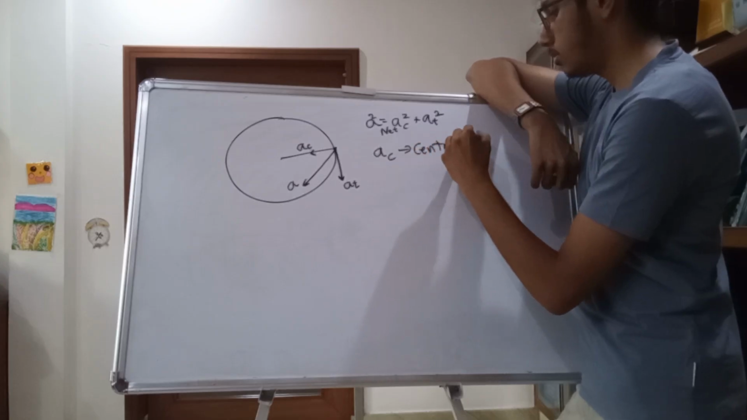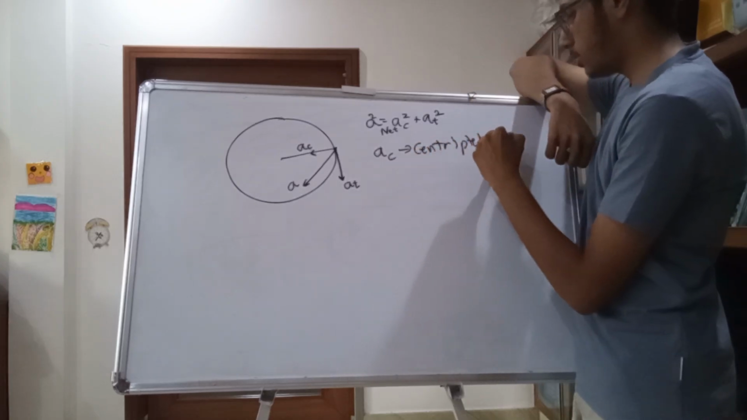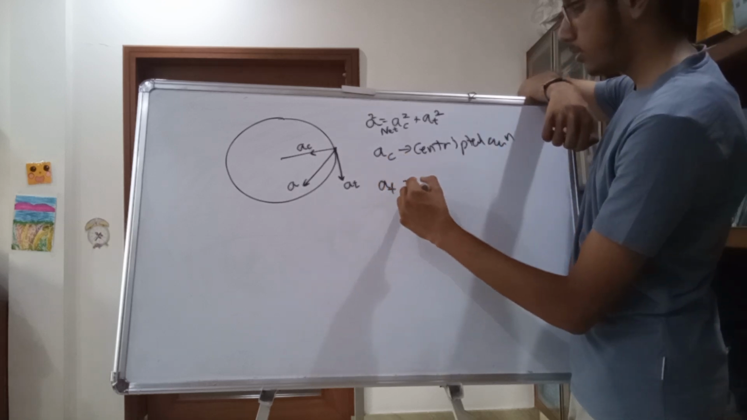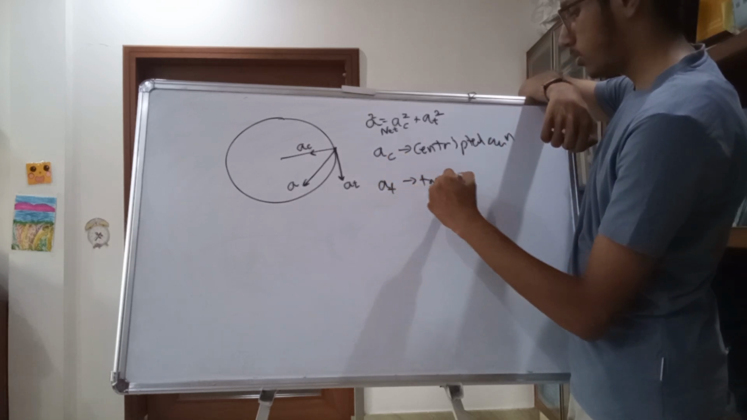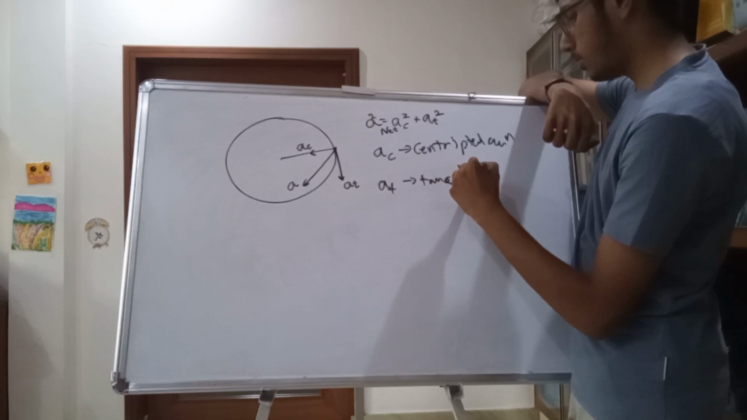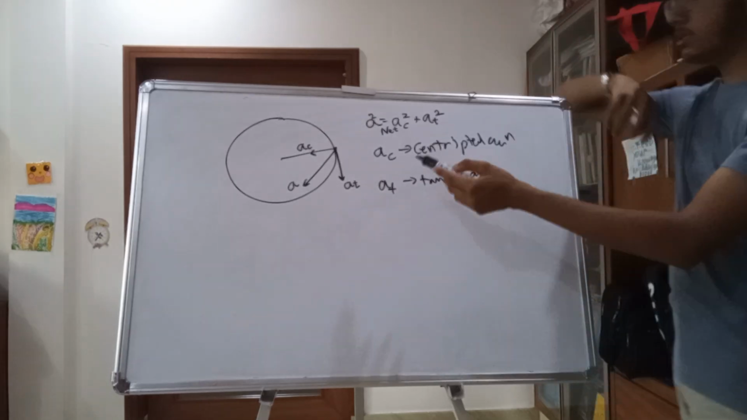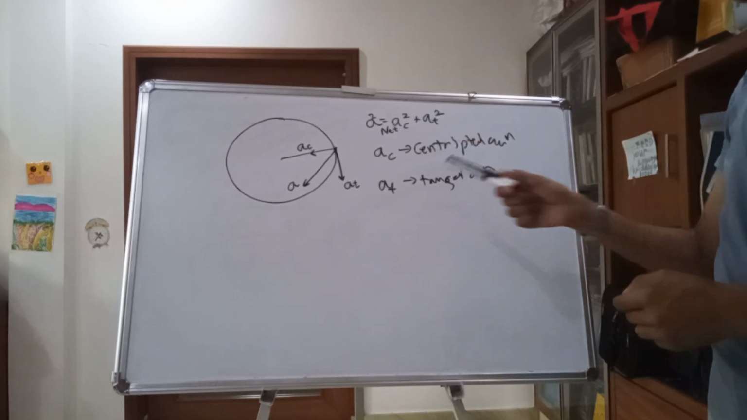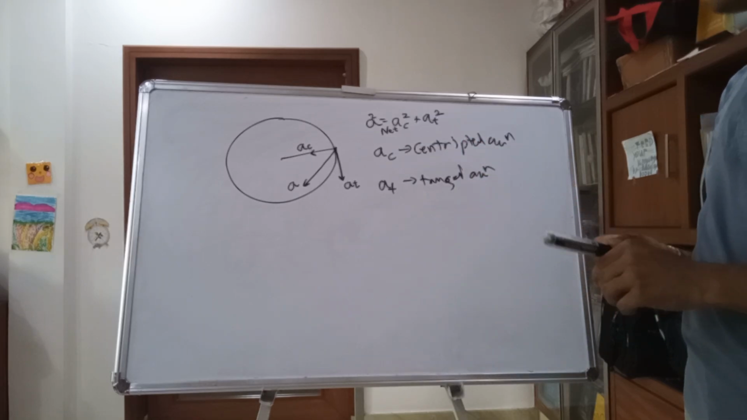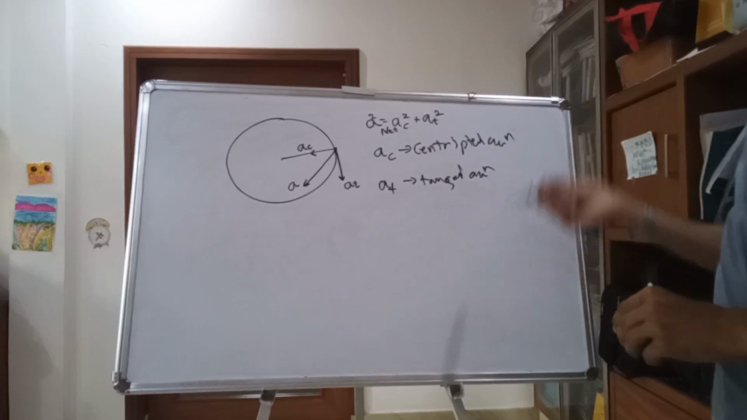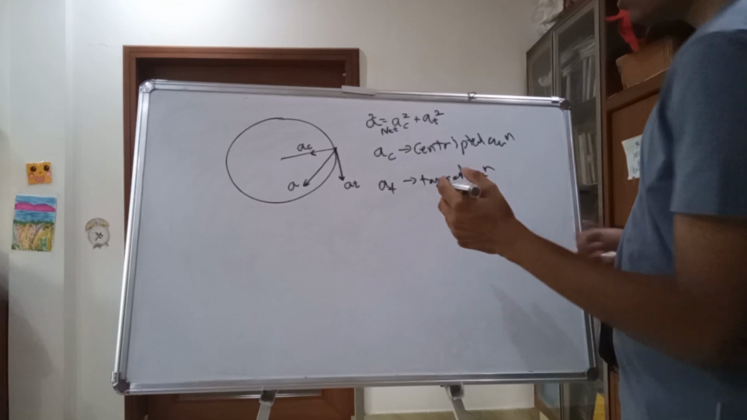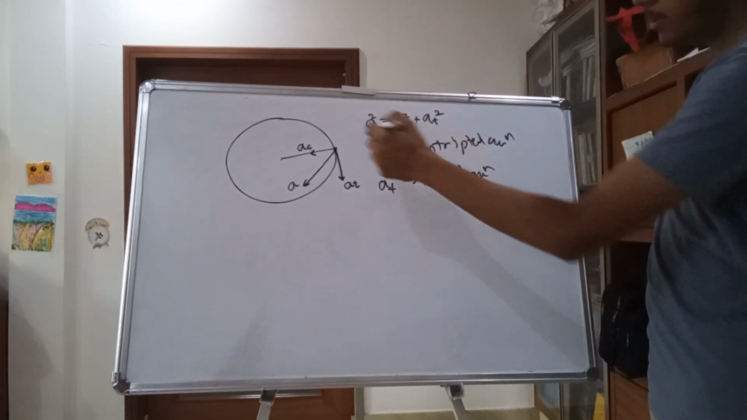What is AT? Tangential acceleration. The relation between the net acceleration and the centripetal and the tangential, we have written over here. Now the next thing that you need to know is the magnitude of these accelerations.